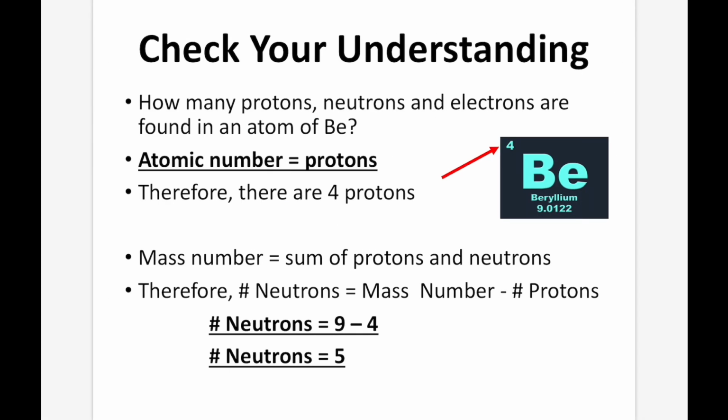So how many protons, neutrons, and electrons are found in an atom of beryllium? The atomic number is the number of protons, which you can see is 4. We know that the mass number is going to equal the sum of the protons and neutrons. Therefore, the number of neutrons is going to equal the mass minus the number of protons. We're going to round our mass number from 9.0122 down to 9. And we're going to take 9 minus 4. Number 4 was the number of protons. And we're going to find the number of neutrons is going to equal 5.